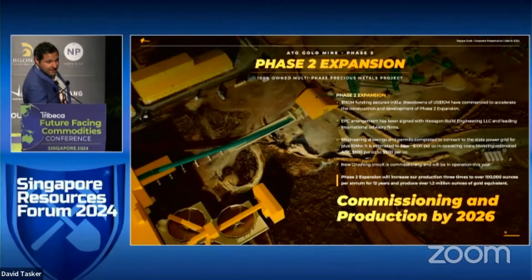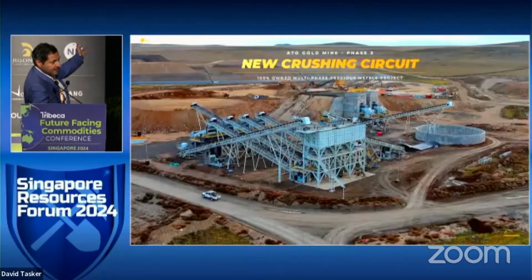So phase 2 expansion is fully funded. The $150 million US we received last summer in funding, we've already drawn down about $10 million. We'll have another draw probably next month. Shows further progress of the construction for phase 2. We've actually already procured the fixed crushing circuit for phase 2. So it really is a project that is underway.